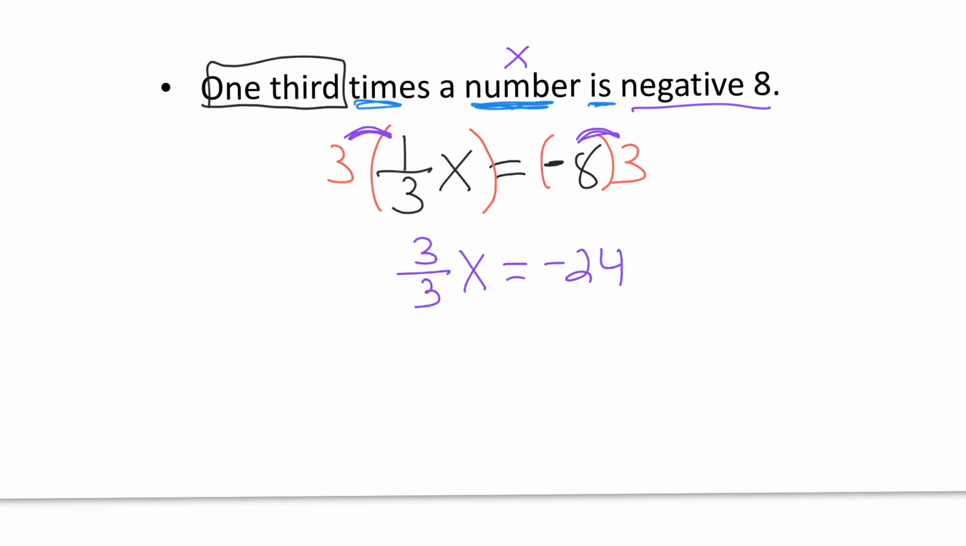You reduce the fraction. 3 divided by 3, 1. We don't need that 1. So it's going to be x equals negative 24.